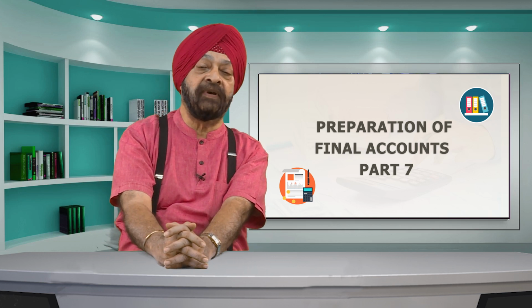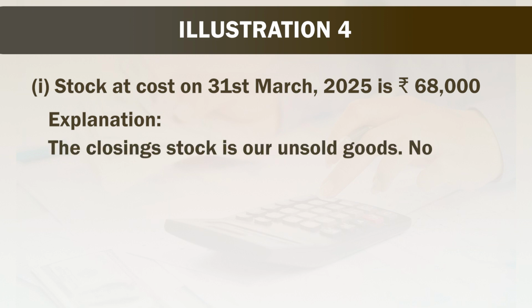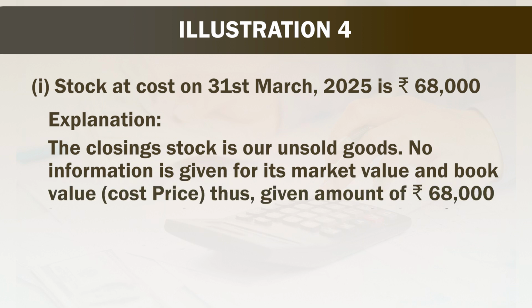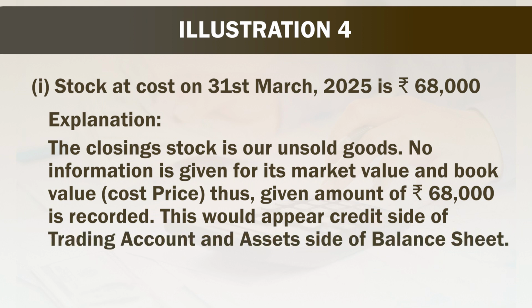Now friends, along with the question you are given adjustments, and line by line all adjustments are explained to you. Here we have stock at cost on 31st March 2025, that is rupees 68,000. Let us see the explanation of it. The closing stock is our unsold goods. No information is given for its market value and book value, that is cost price. Thus the given amount of rupees 68,000 is recorded. This would appear on the credit side of trading account and asset side of balance sheet.